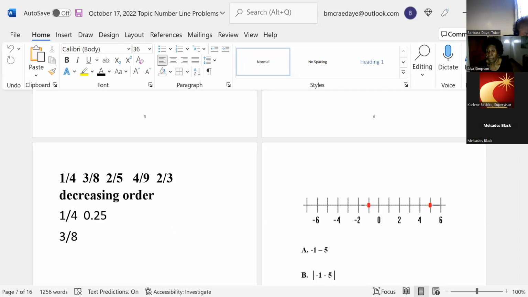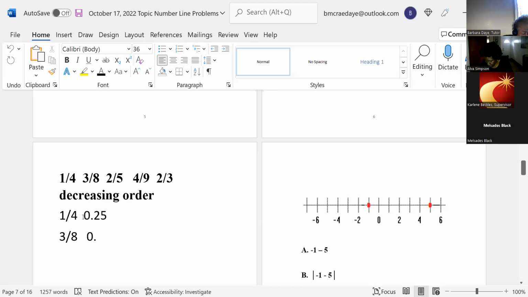Anybody got the 3/8? Okay, yes. What did you get, Alva? 3 divided by 8? No, I'm dividing by the bigger number. No. Numerator over the denominator. 3 divided by 8. Okay, Miss Barbara, yes. Tell me what you got, Alva. 3 divided by 8. Doing it in the wrong order.